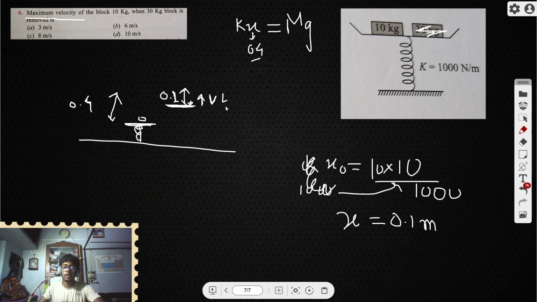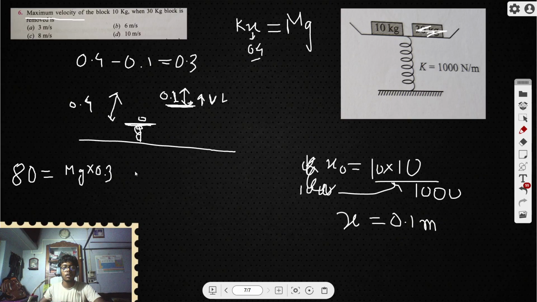So here we calculate the mechanical energy. The initial mechanical energy, we all know, was 80. We calculated it first. After we remove the 30 kg block, it rises from 0.4 to 0.1, that is 0.4 minus 0.1, which is 0.3 meter. So its new potential energy will be mg into 0.3, plus the spring energy, since its compression is now 0.1.